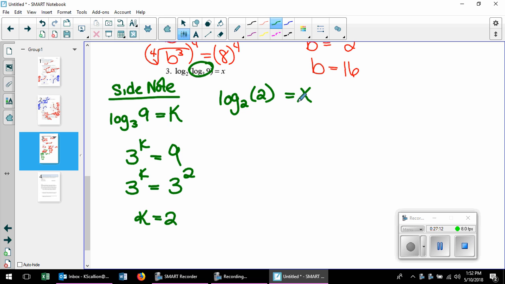Okay, put it in exponential form. 2 to the power of x equals 2. So that's a 1 over there. So x equals 1.